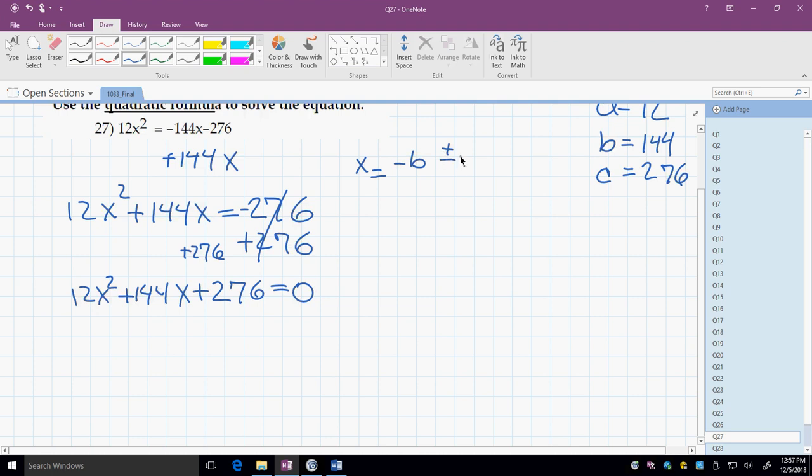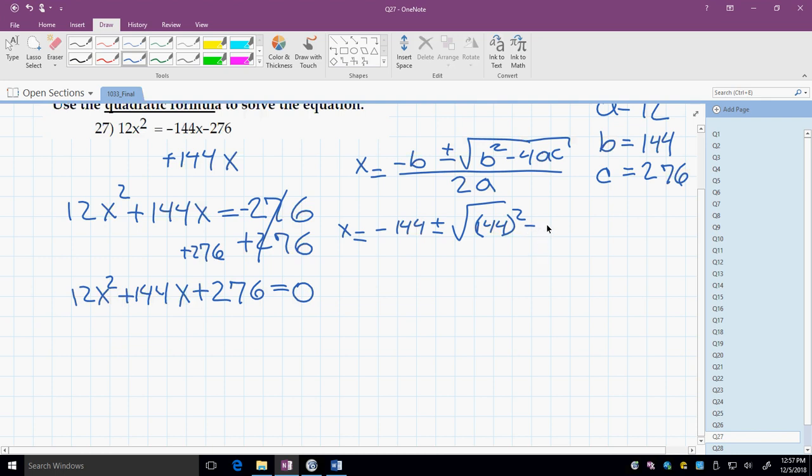Negative B plus minus the square root of B squared minus 4AC, all this over 2A. So I'm going to substitute all the numbers, all the variables. So negative 144 plus minus, B squared is going to be 144 raised to the second power minus 4. A is 12 times C, 276. All this over 2 times A, which is 12.